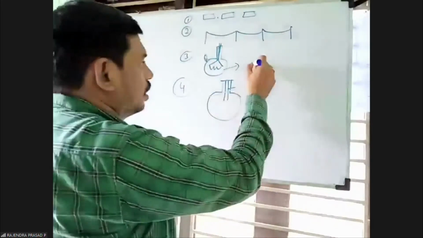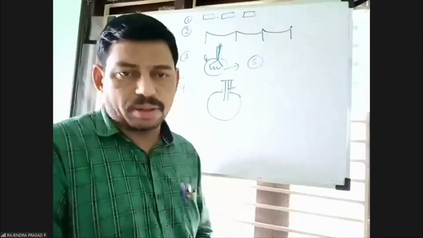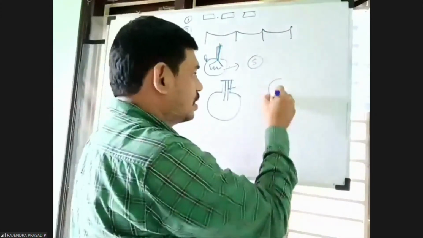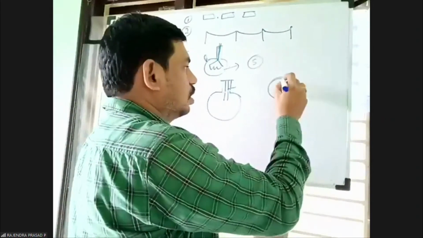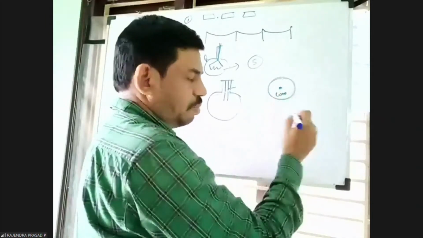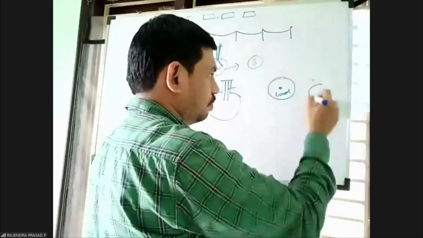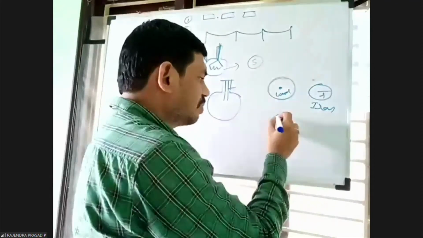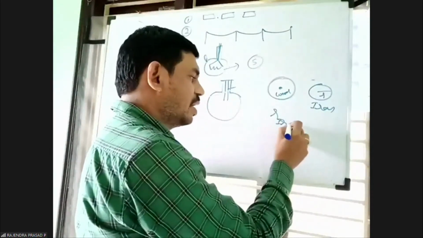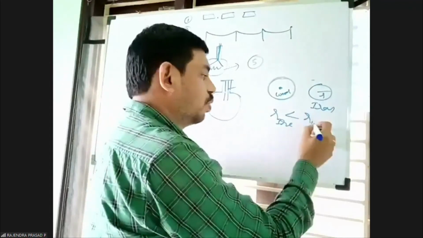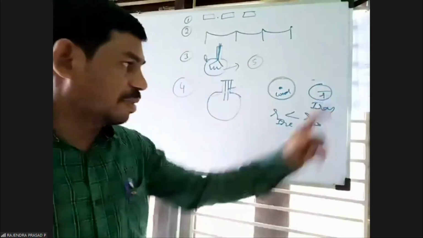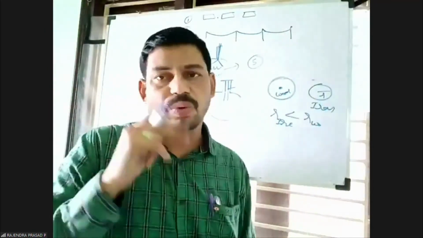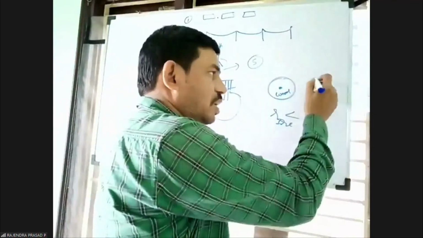Another example, the fifth one. For example, an iron ring and a wooden ring, as in a cart wheel, actually in villages. This is the wheel. This is the wooden ring, and this is the iron ring. The radius of the iron ring is less than the radius of the wooden ring.